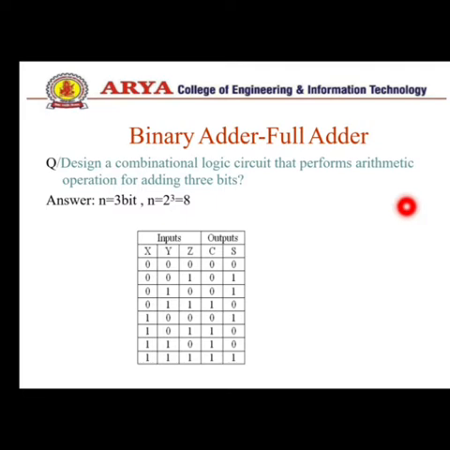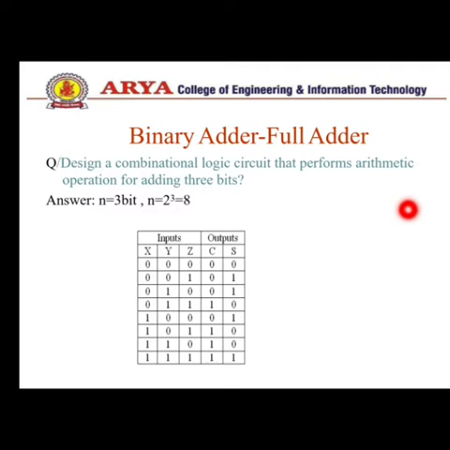When the inputs are 0 plus 0, the sum is 0 and carry is 0. When the inputs are 0 plus 1, the value is 1, so the sum is 1 and carry is 0. When 0 plus 1 is 1 and 1 plus 1 is 0, the sum is 0 and carry is 1.